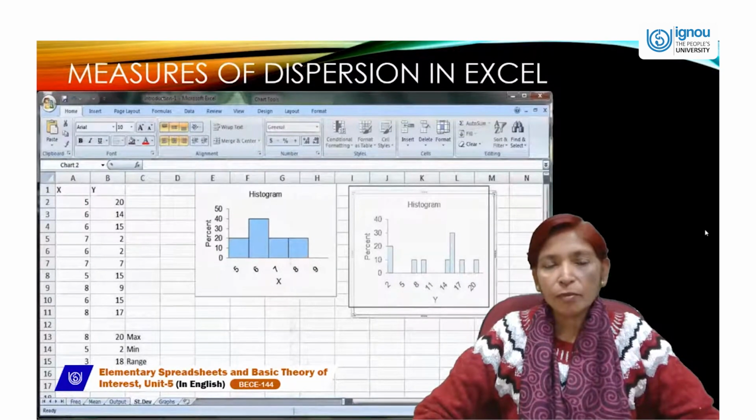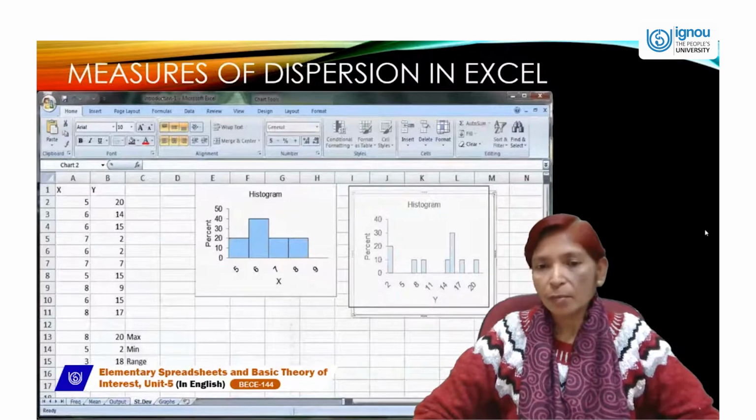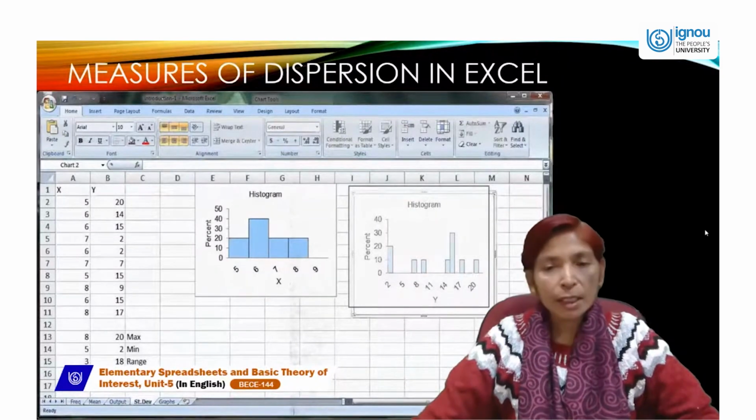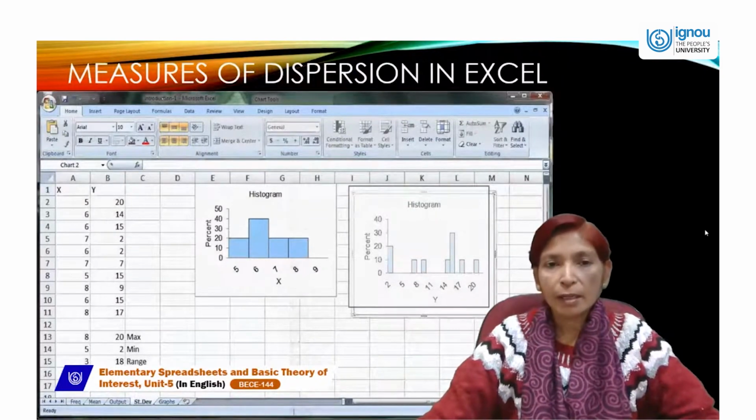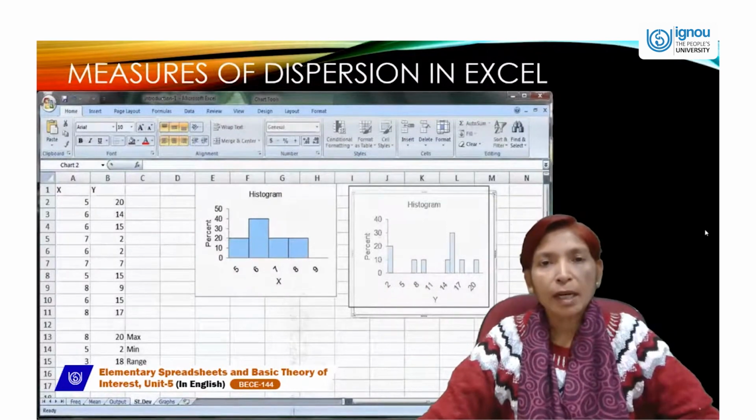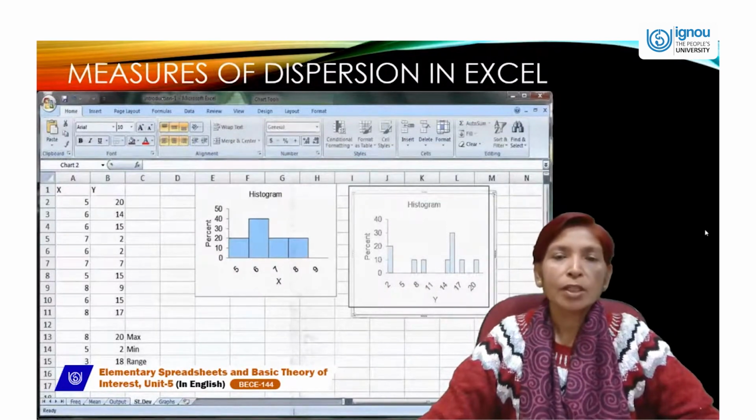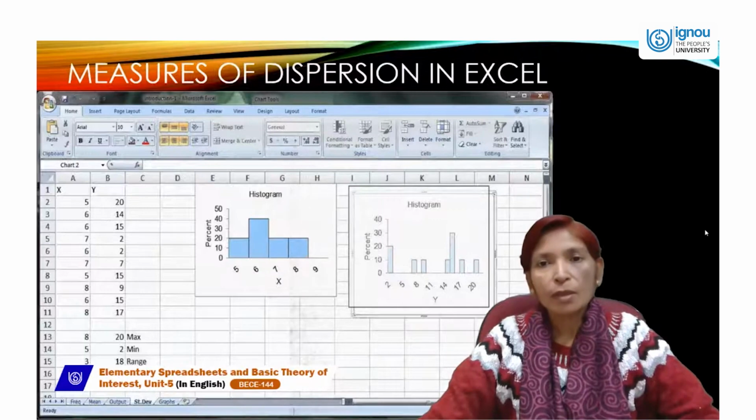And we can draw a histogram and polygon with the help of the given data. If we want to show it in a diagrammatic way, then we can use the graphic tool in Excel.